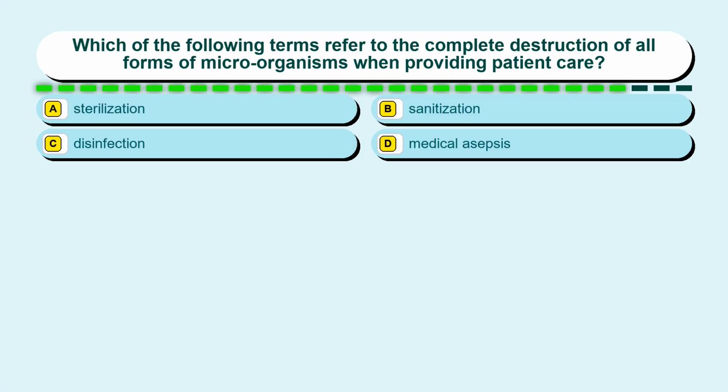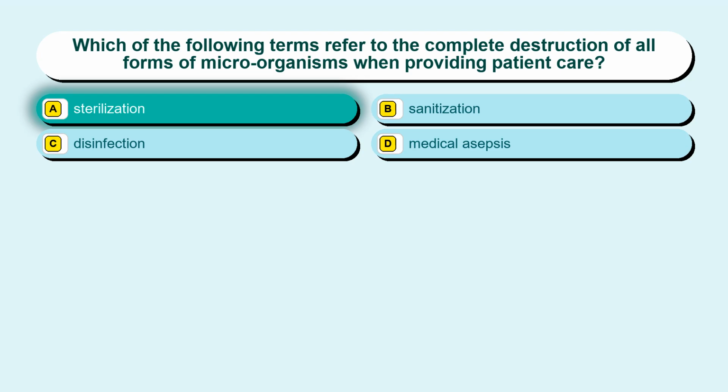Question 39. Which of the following terms refer to the complete destruction of all forms of microorganisms when providing patient care? Option A, sterilization. Option B, sanitization. Option C, disinfection. Option D, medical asepsis.